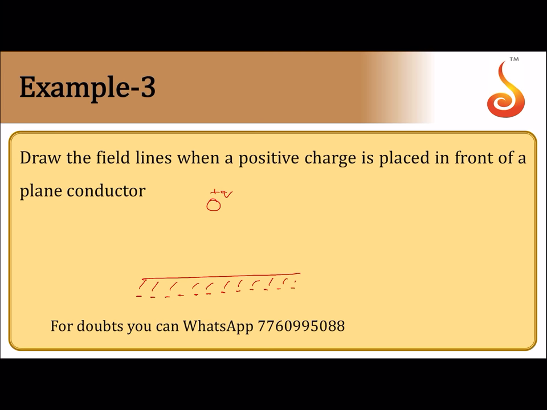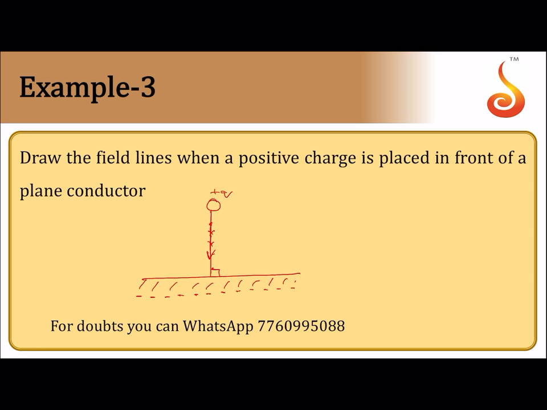So if I take a point directly underneath Q, because of plus Q, it'll repel. And because of the negative charge, it'll get attracted. Therefore, that field line is very simple. It'll simply go straight down to the conductor. And it'll be perpendicular. So that's an easy line of force.